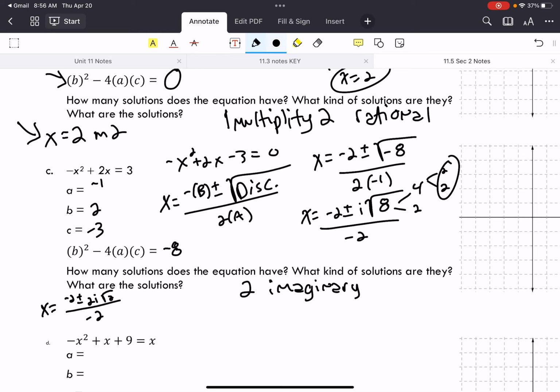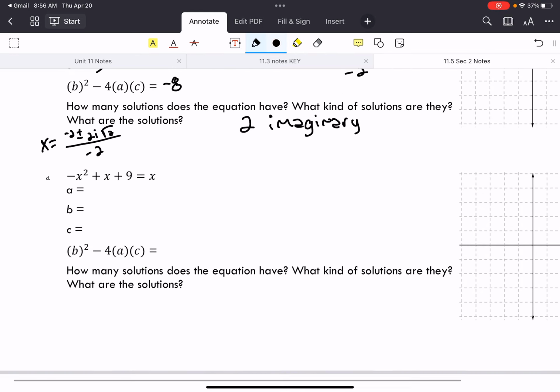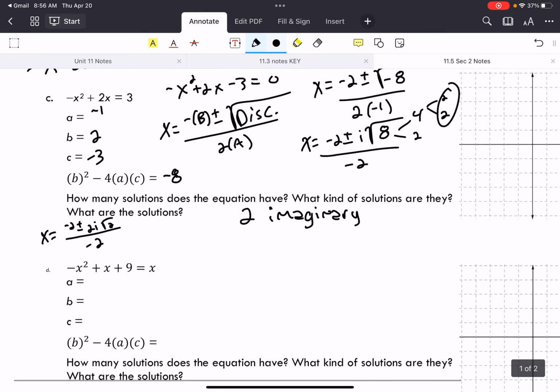Yeah, does that make sense? You with me? Tommy, you with me? My solutions are imaginary. It has no x-intercepts. We're good? Hooray! Okay, any questions? Okay, let's do another one.